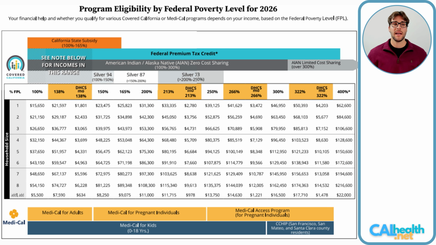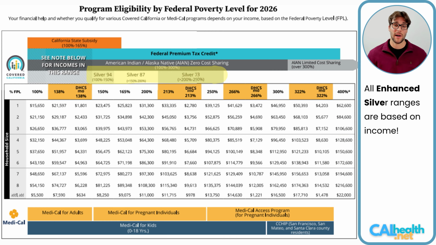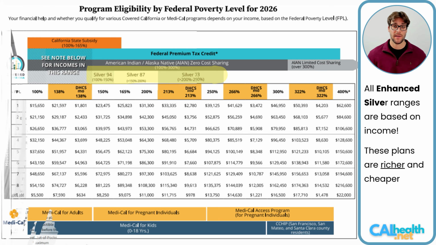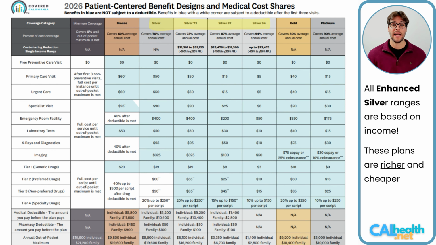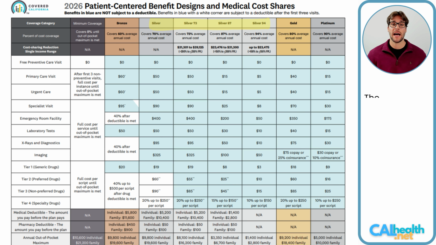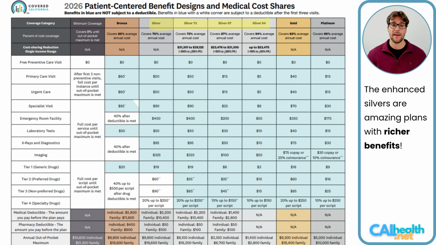Okay, now let's look at the enhanced silver ranges, and these are all based off of income ranges as well. These enhanced silver plans are richer than a standard silver, which is silver 70. Silver 73, silver 87, and silver 94, in the 2026 benefit chart, you can see are richer than the standard silver. And the silver 94 is the richest plan on the market.